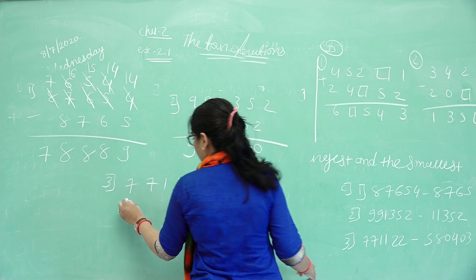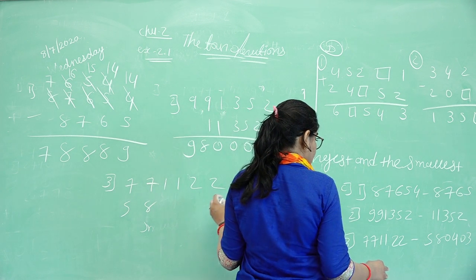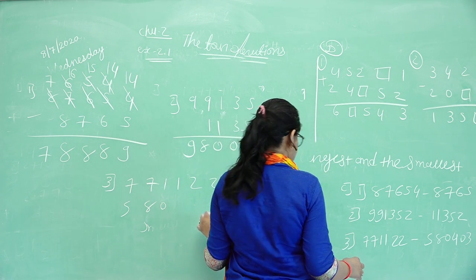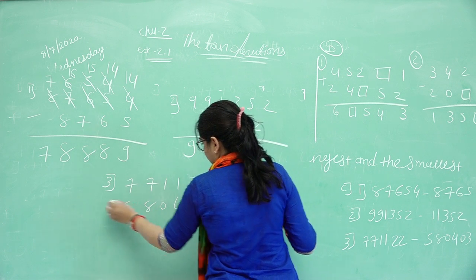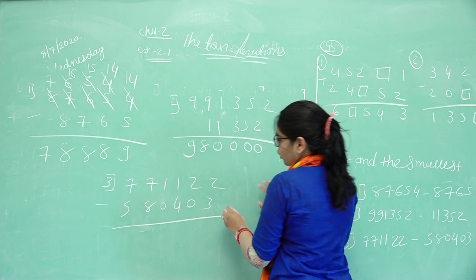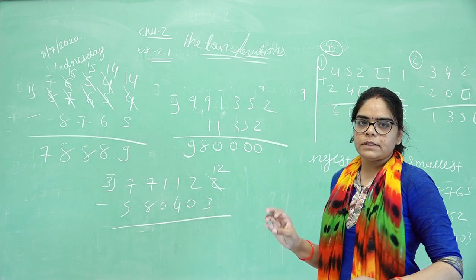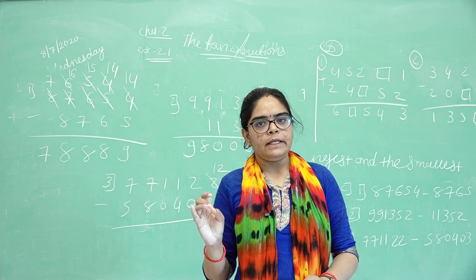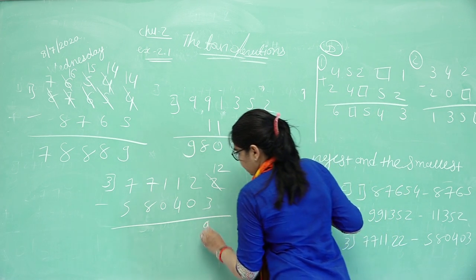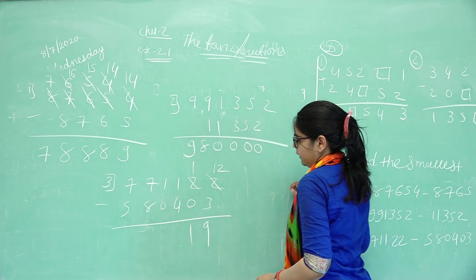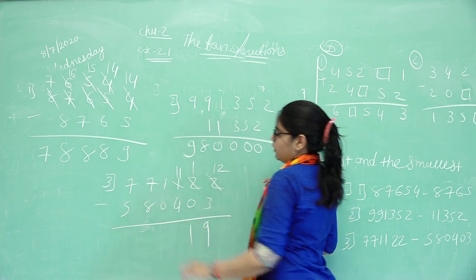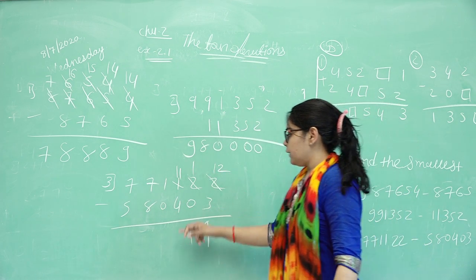7,71,122. Then after, 5,80,403. 2 out of 3 is possible? Not possible. So 12 out of 3 means 4, 5, 6, 7, 8, 9, 10, 11 and 12. So 9 here, 2 is cut and 1 here. 1 out of 4 again not possible, so 11 out of 4.